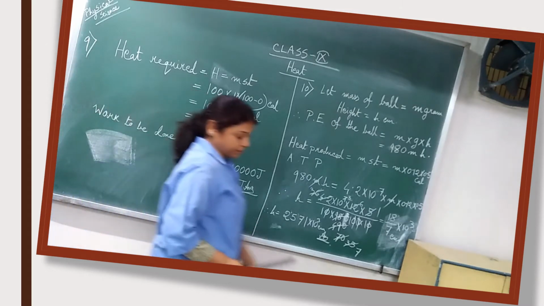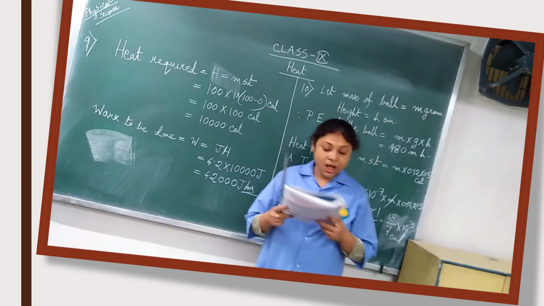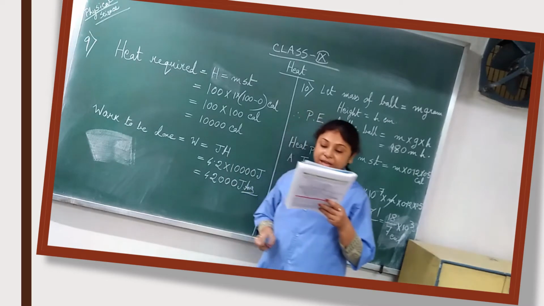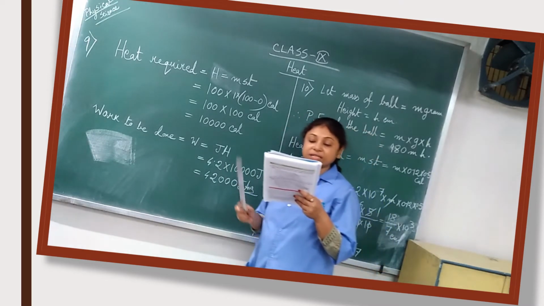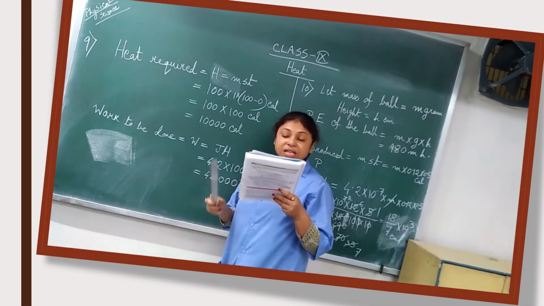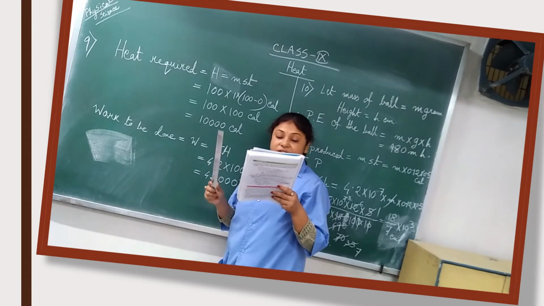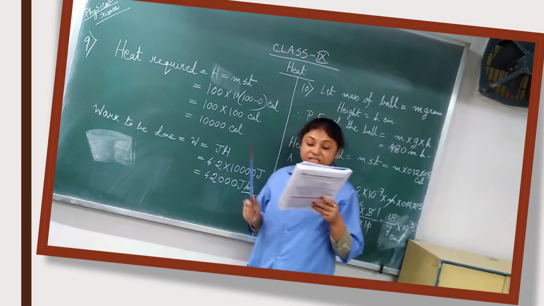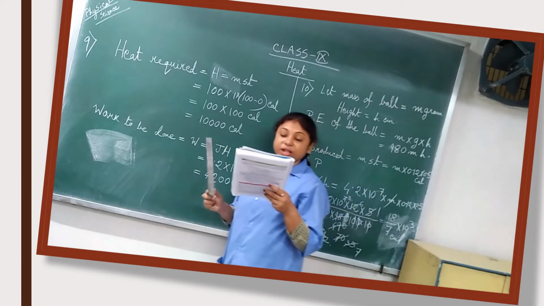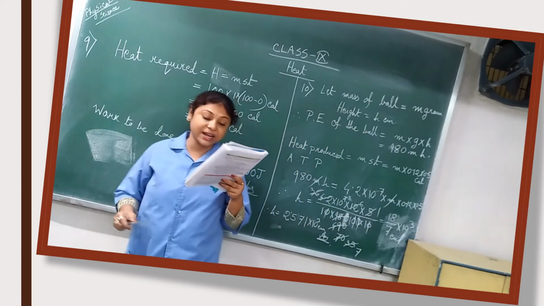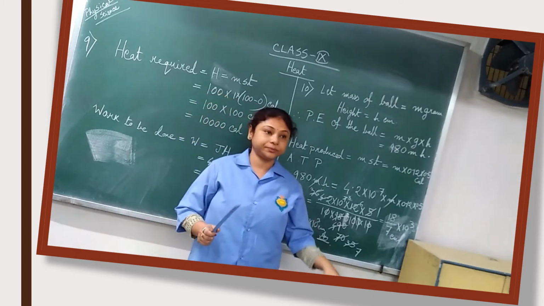Now the next sum. Next sum is number 10. A steel ball of specific heat 0.12 has its temperature increased by 0.5 degrees Celsius on falling through a certain height. If J is equal to 4.2 into 10 to the power 7 erg per calorie, calculate the height.